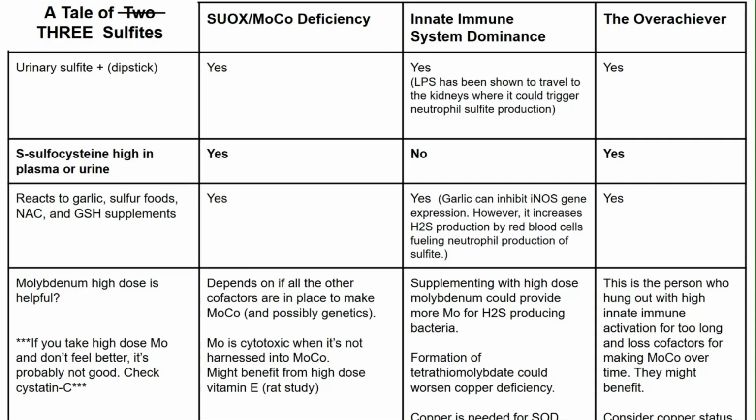So if you do not incorporate your high dose molybdenum into Moco, then that molybdenum is toxic. There's no friendly way to put that. Molybdenum can cause cells to go through apoptosis. So if you're this person and you have high SSC, you might benefit from high dose vitamin E like the rat study. I'm not saying that it won't be a pro-oxidant at some point, but it did rescue those rats. So that's something to consider.